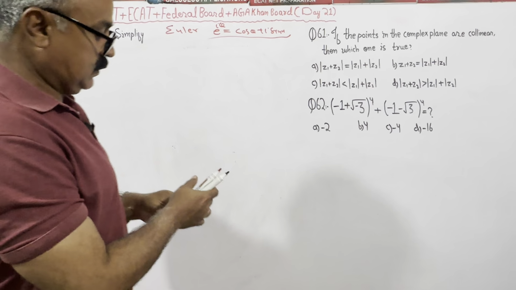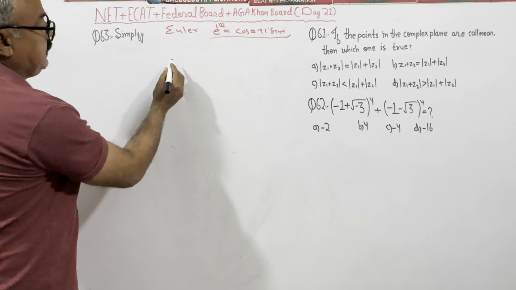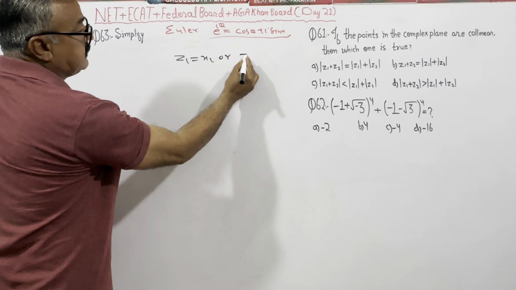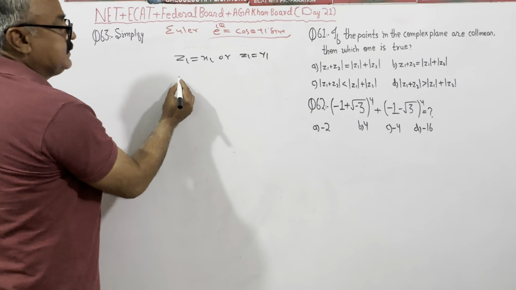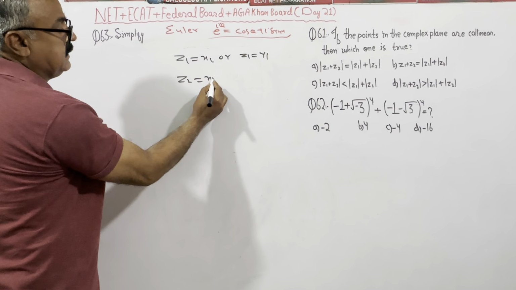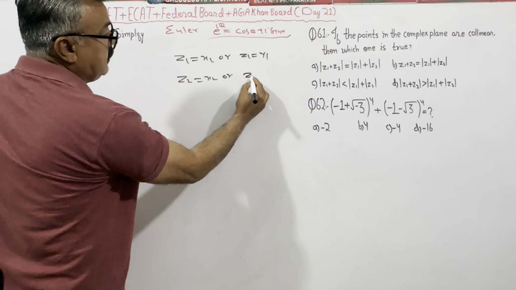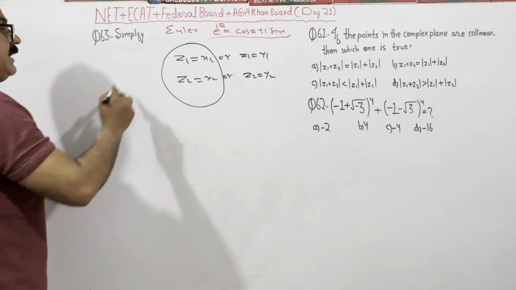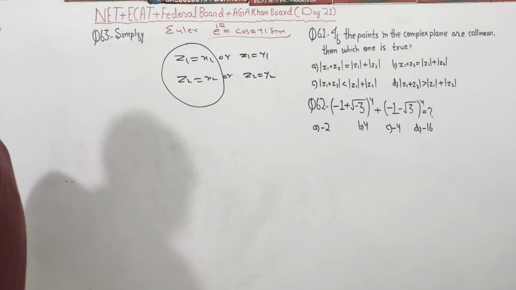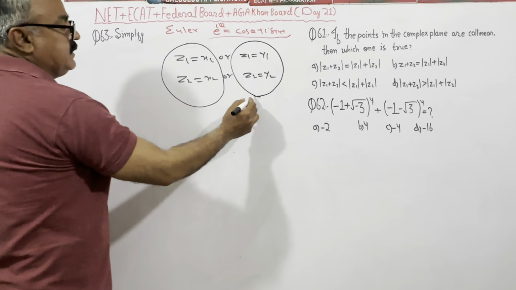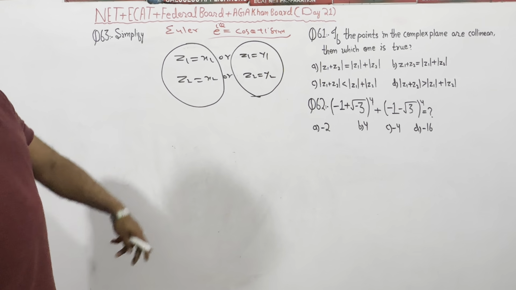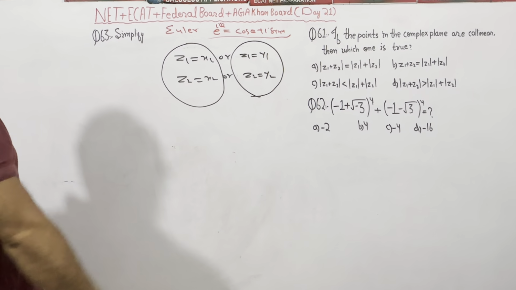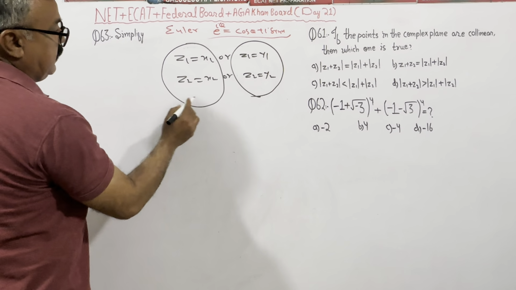Now we have to prove what is true. Lying on the same line means either z1 is equal to x1 or z1 is equal to y1. Similarly, z2 is equal to x2 or z2 is equal to y2. Either both lie on the x-axis, so they are pure real, or both lie on the y-axis, so they are pure imaginary. If that is the case, which of the following is true? Let's see and find out.